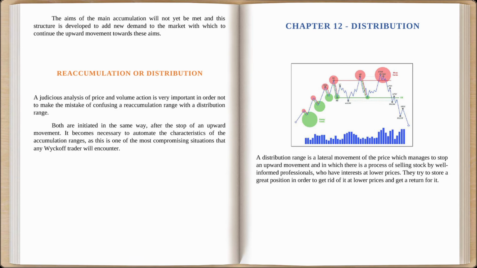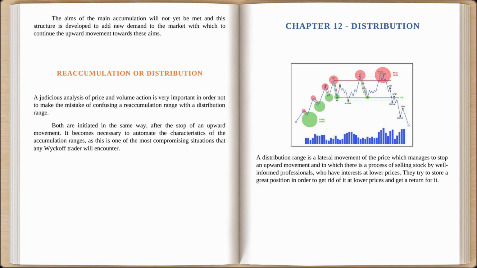Reaccumulation or distribution. A judicious analysis of price and volume action is very important in order not to make the mistake of confusing a reaccumulation range with a distribution range. Both are initiated in the same way, after the stop of an upward movement. It becomes necessary to automate the characteristics of the accumulation ranges, as this is one of the most compromising situations that any Wyckoff trader will encounter.